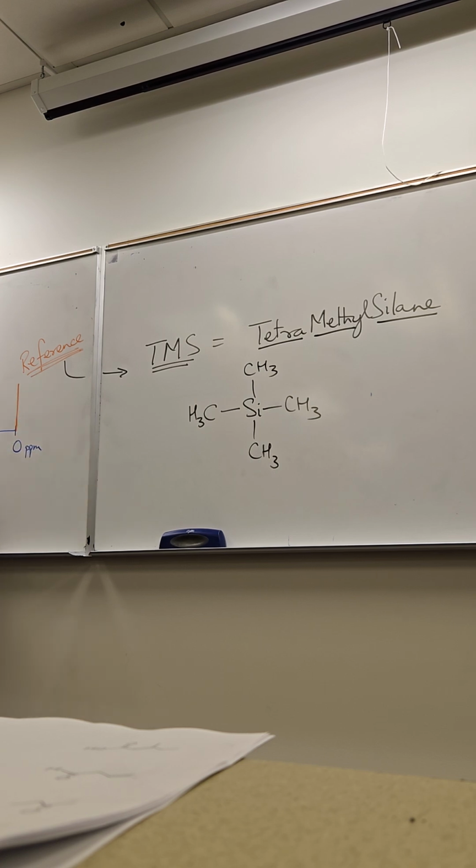And you don't need too much, maybe one drop, maybe two drops. And then we tell the reader, okay, make that 0. All other signals, which are hydrogens on carbon or oxygen or nitrogen, will be downfield relative to it.